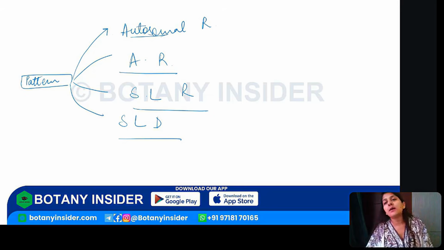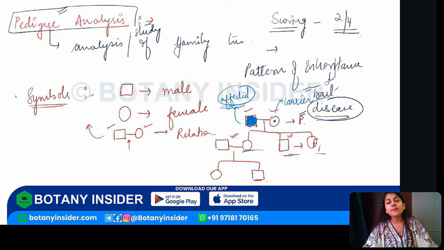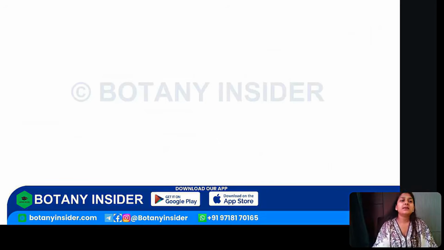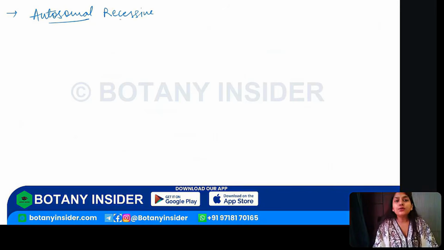If you know the basics of monohybrid and dihybrid crossing and how males and females are born, it's very easy for us to understand, right? I hope till here it is clear. It's very simple. Now, the first one is the autosomal recessive trait. Listen to this very carefully. First is the autosomal recessive trait.